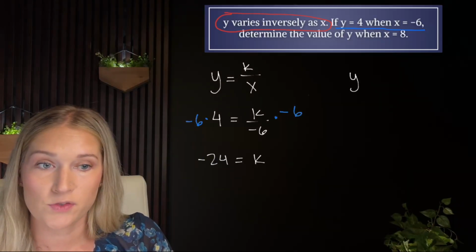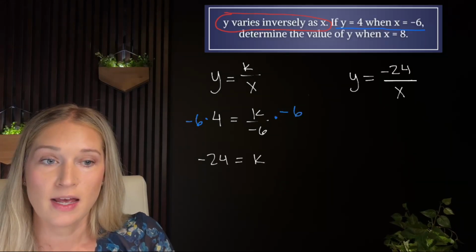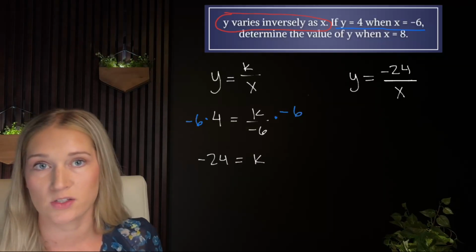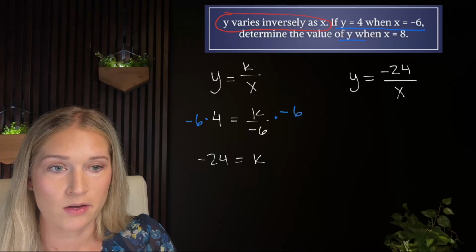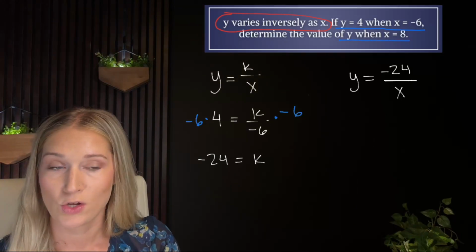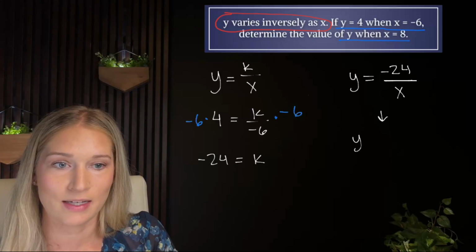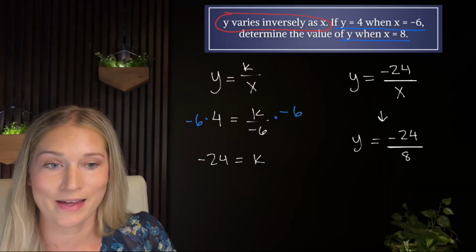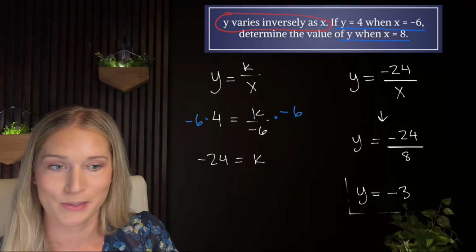Since k is negative 24, I can go ahead and write my inverse variation equation, and this is the equation that I'm going to use for every scenario in this question. So what they want to know is what happens to y when x is 8. So now I go ahead, I take my equation, and I'm going to plug in an 8 for my x and see what y is. Dividing on that right-hand side, y is negative 3, and there we go.